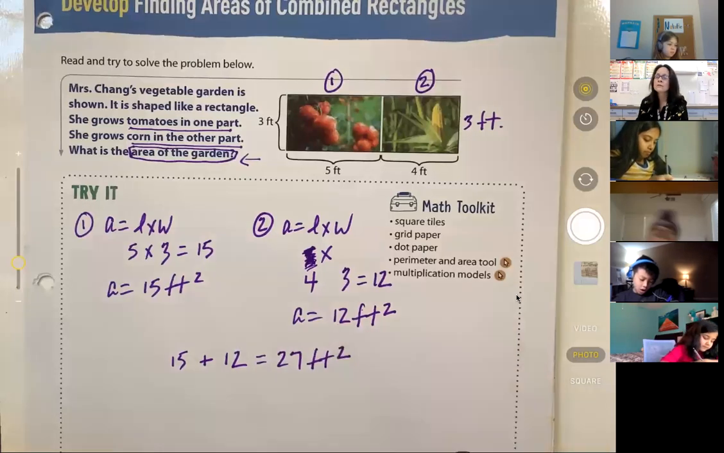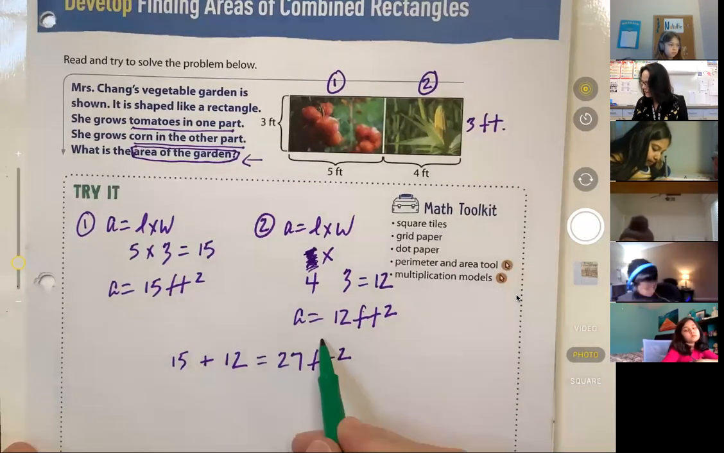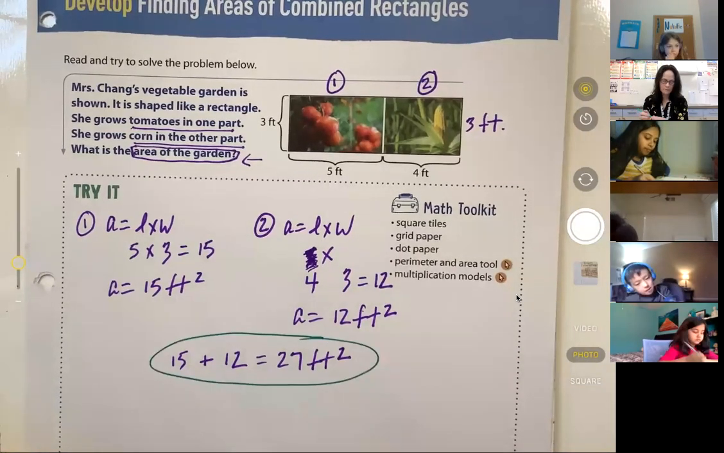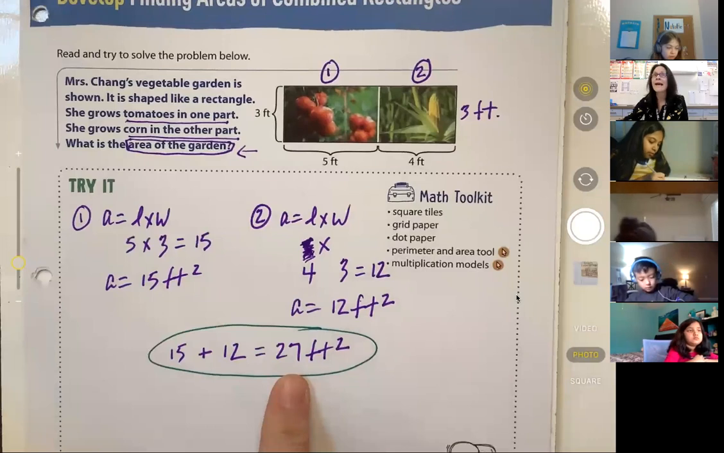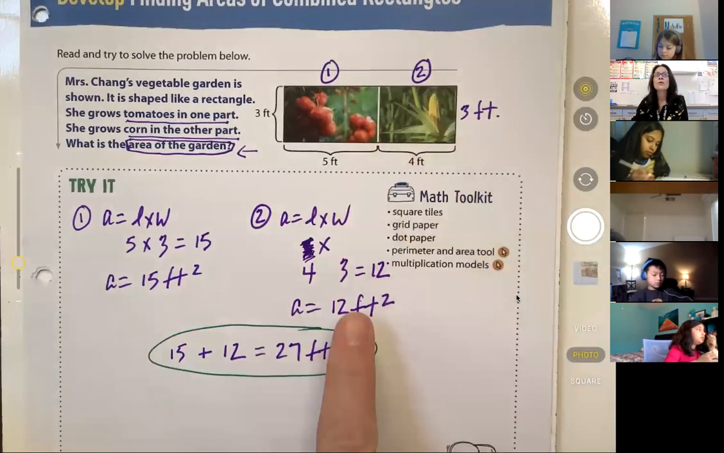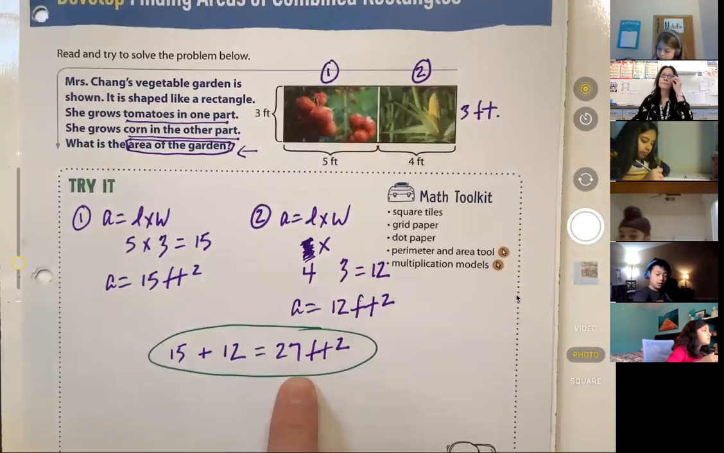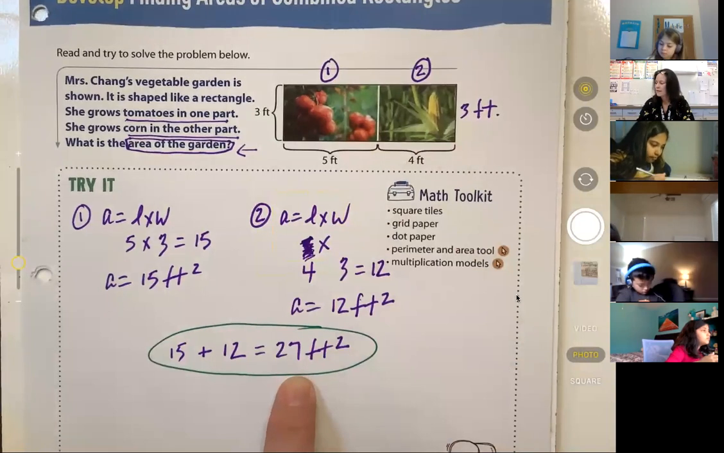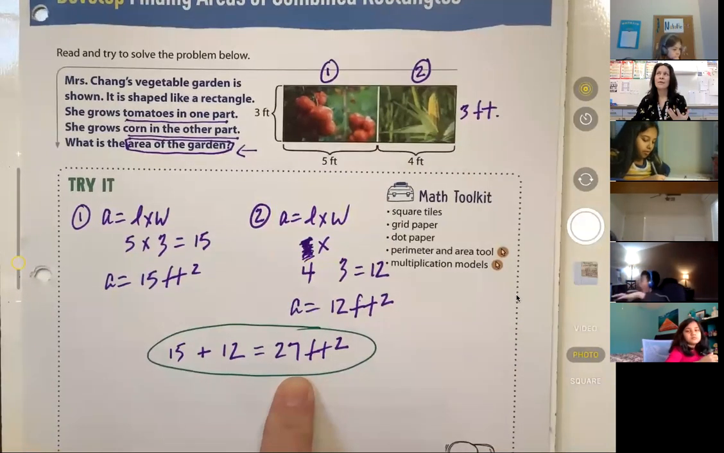for a total of 27 square feet. 27 square feet. Why? Again, because I added this area to come up with the total area of the garden. All right? Now, this, friends, is something we're going to review, because this is another way to look at it.